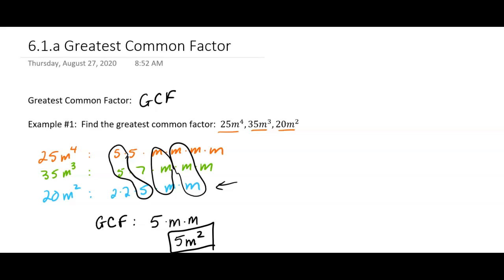Now you don't have to do that chart. You might be able just to look at the numbers and say, well, what's the biggest number that goes into 25, 35, and 20? And then look at the letters and see, well, which one has the lowest exponent, okay? So that's that problem. We're going to do a bunch of these, so you'll get used to them, but that's an introduction.